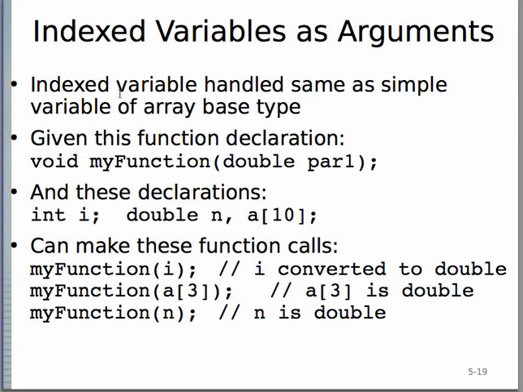So an indexed variable can be handled the same way as any other regular variable. Let's say you have a void function which takes a single double. You can pass in a sub 3. That's perfectly fine. You can pass in an int if you want to. That's promoted to a double. That's fine. You can pass in an n too. We can pass in a double as well. Okay, so all of these are fine. So if A is an array of doubles, this will work. If A is an array of ints, A sub 3 will also work, just because promotion kicks in.